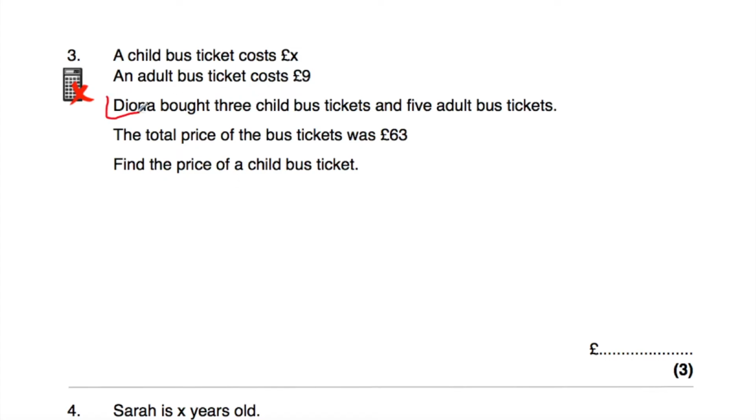We're told that the owner bought 3 child bus tickets and 5 adult bus tickets. So let's form an algebraic expression for that information. So she bought 3 child tickets. Each child ticket is x pounds. And if she bought 3 of them, that's going to be 3 times x, so that's going to be 3x. And she then bought 5 adult bus tickets. So that's going to be plus, and then 5 adult bus tickets.